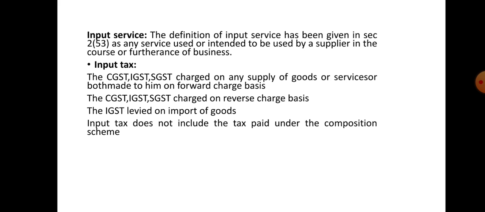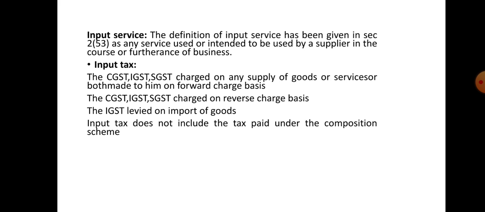Forward charge basis means the one who supplies the goods becomes responsible to pay tax to the government. And secondly, the CGST, IGST, SGST charged on the reverse charge basis. Reverse charge basis means here the recipient of the goods is liable to pay GST to the government. That is called a reverse charge basis.